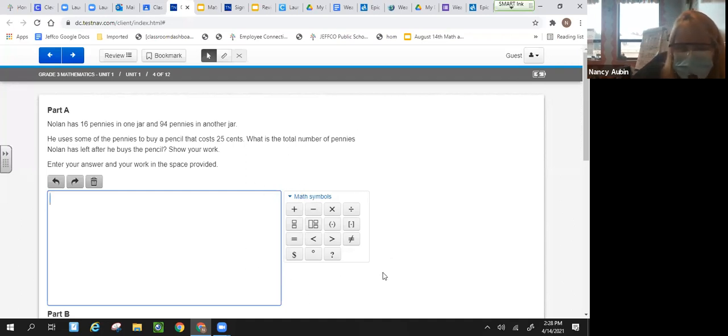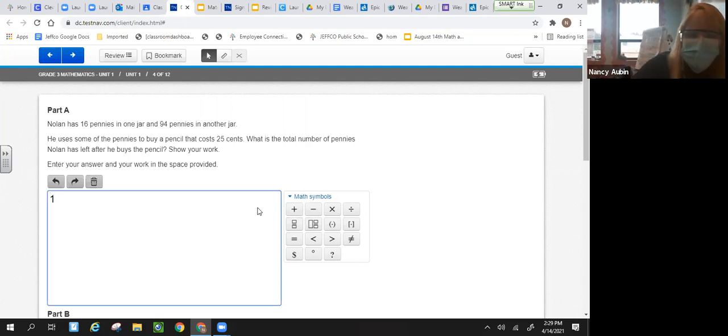Notice there are some math symbols to the right. I know that if Nolan has 16 pennies in one jar and 94 pennies in another jar, I'm going to do what, Lennox? Eventually, but I'm not buying the pencils yet. First, I got to know how much what? In all, how do we find that? Madison, how do we find out how much in all? We put them what? And we have to add them.